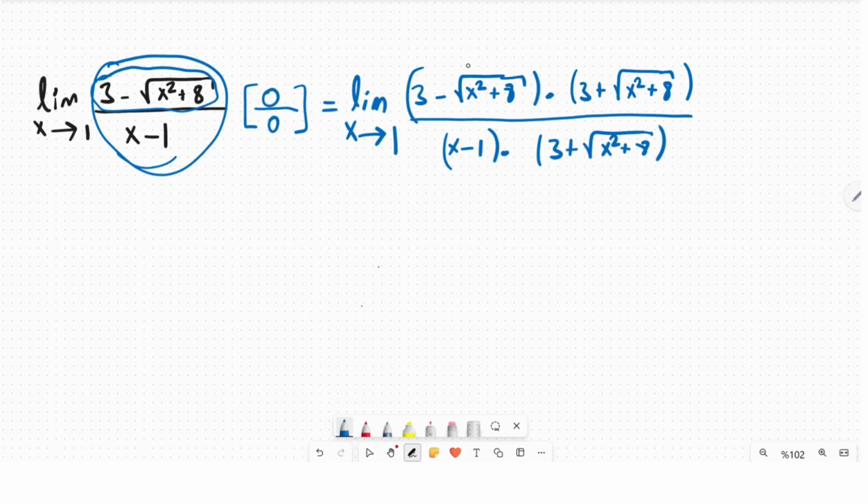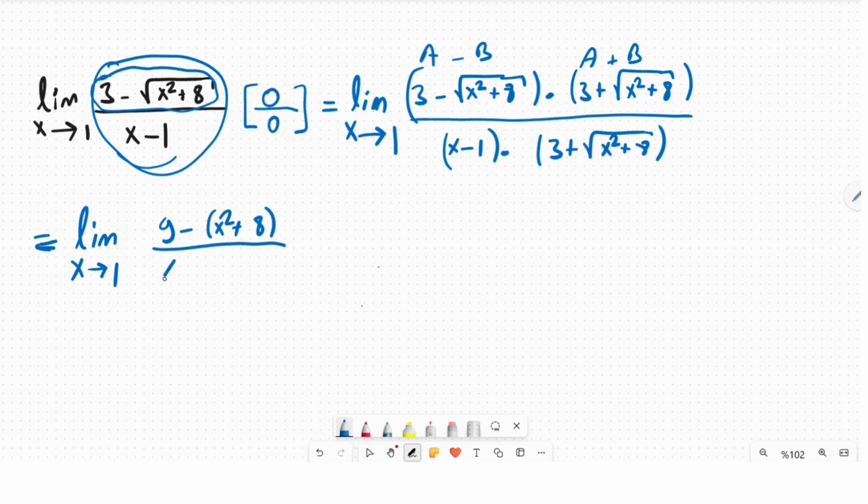Attention here, the top is, this is a, this is b, this is a, this is b. A minus b times a plus b is identical to a squared minus b squared. Let me write my answer here. Limit as x goes to 1, the top is transformed into a squared, 9, minus b squared, x squared plus 8, over x minus 1 times 3 minus square root of x squared plus 8.